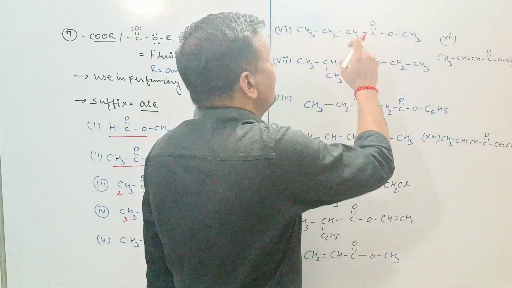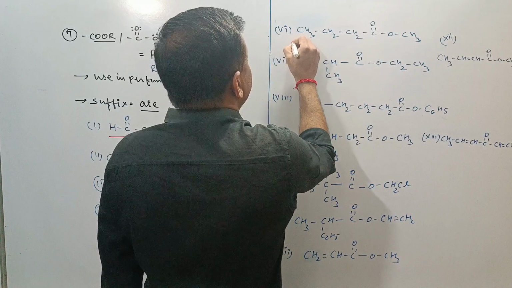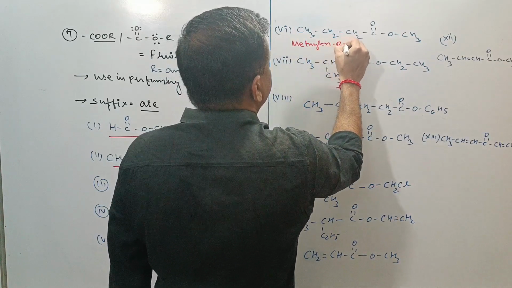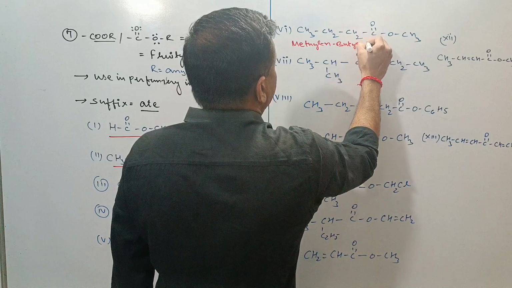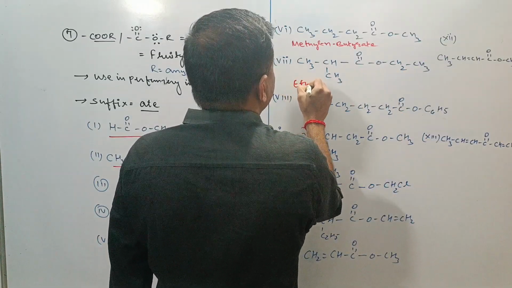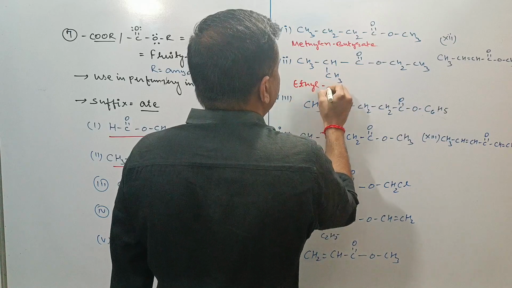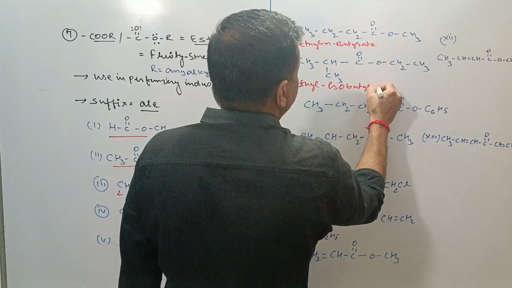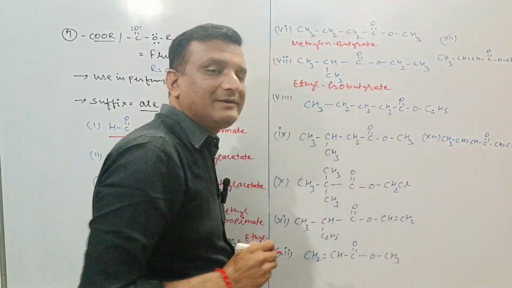This is the n-butyrate, so you can say methyl n-butyrate. This is the ethyl, and the rest is the isobutyrate. So it is ethyl isobutyr plus ate, ethyl isobutyrate.